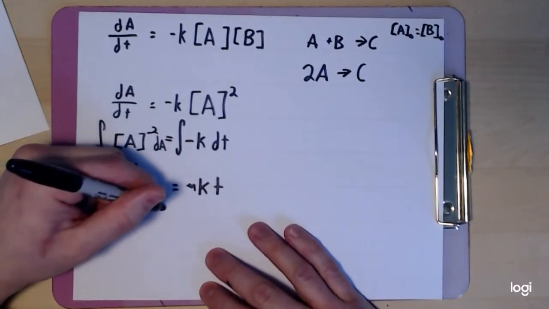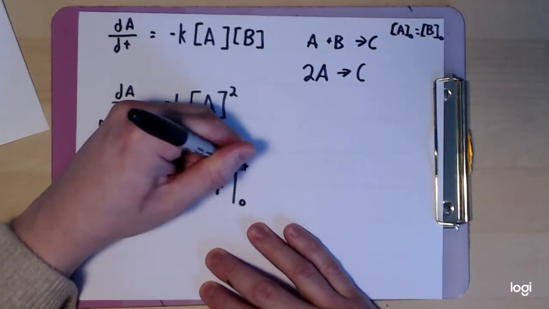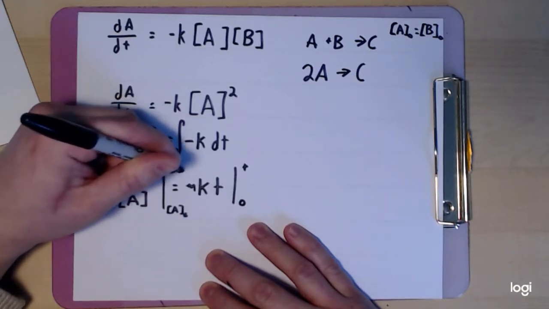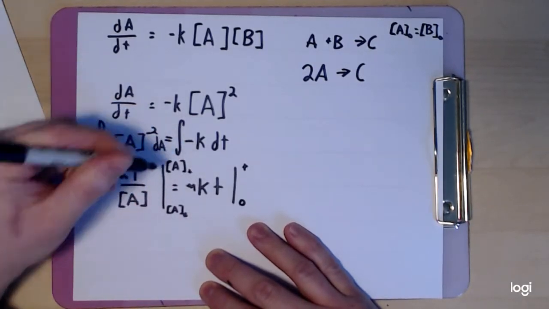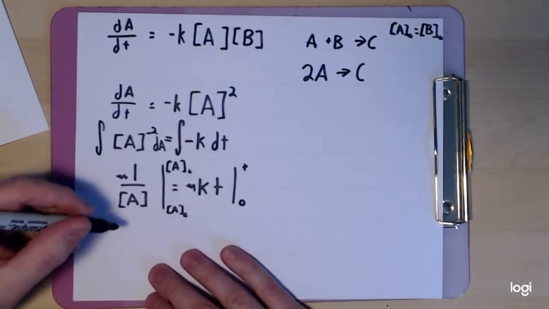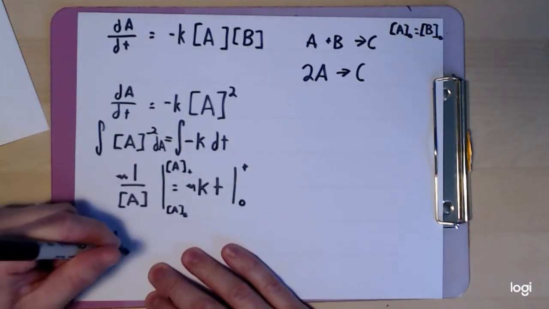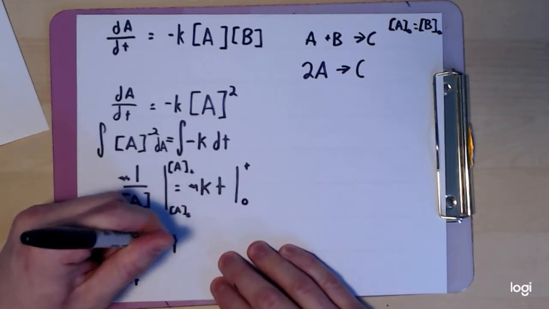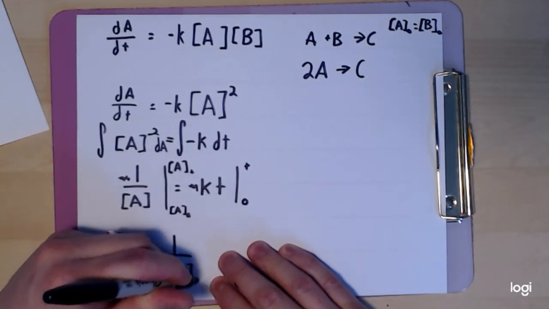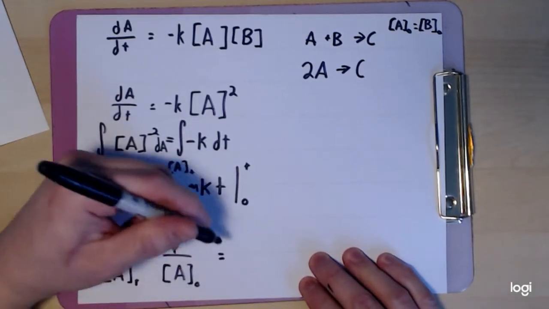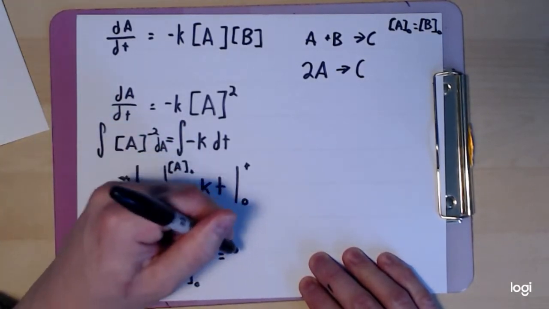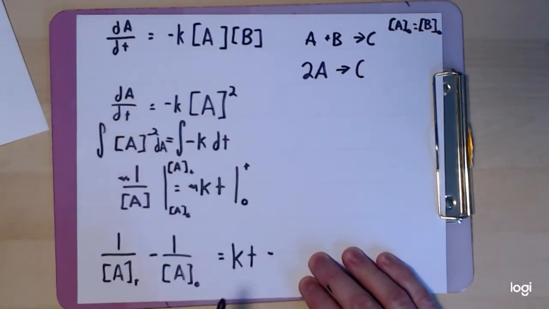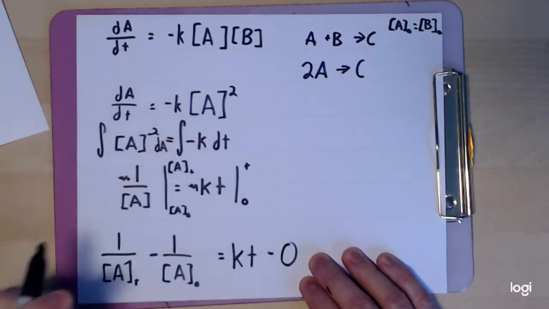Okay, so now let's evaluate this from time 0 to time t, and from concentration A0 to concentration A at time t. And this, again, is the variable that we're solving for. And we can write this as 1 over A at time t minus 1 over A at time 0 equals kt minus 0 plugged into t, so minus 0.